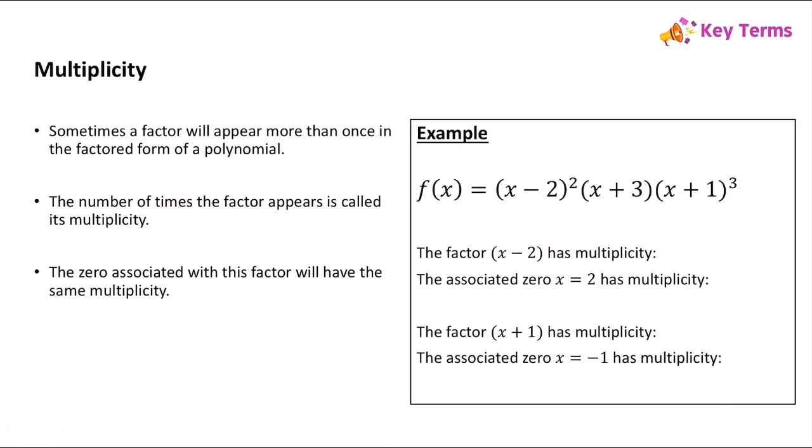Sometimes a factor will appear more than once in the factored form of the polynomial. The number of times it appears is called the multiplicity, and the 0 that's associated with that factor will have the same multiplicity. For example, here we have a factored polynomial, and you can see that (x minus 2) will have a multiplicity of 2. It's going to be equal to the exponent on the factor. So the associated 0 at x equals 2 will have a multiplicity of 2. Similarly, (x plus 1) has an exponent of 3. So that factor has a multiplicity of 3, and the associated 0 at x equals negative 1 will also have a multiplicity of 3.